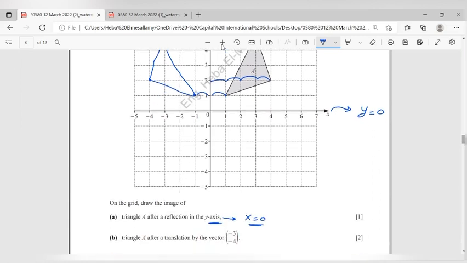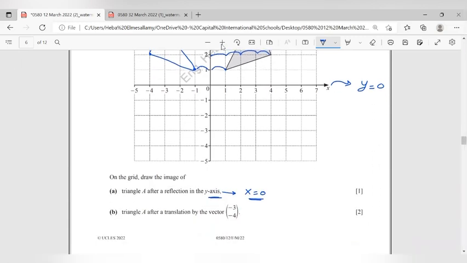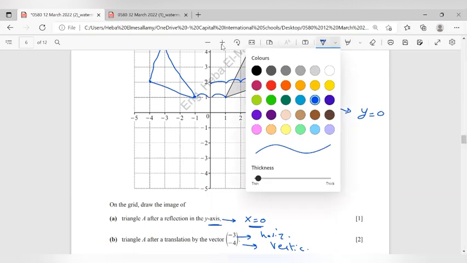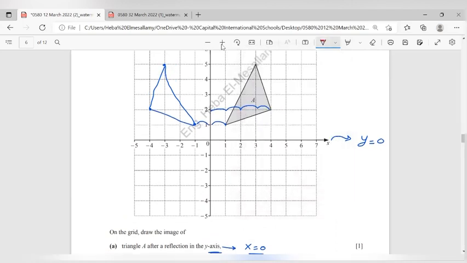The second part, I'm going to translate triangle A by the vector -3 and -4. -3 represents the translation horizontally, and -4, the second or lower value, represents the vertical translation. So take any point. Let me change the color of the pen. Let's try the red one. Take any point of the shape, for example, this one, and then I'm going to translate this point exactly by the vector mentioned, -3 and -4, which is 1, 2, 3 steps to the left, 1, 2, 3, 4 steps downwards. So if this point was point A, this one is point A dash.